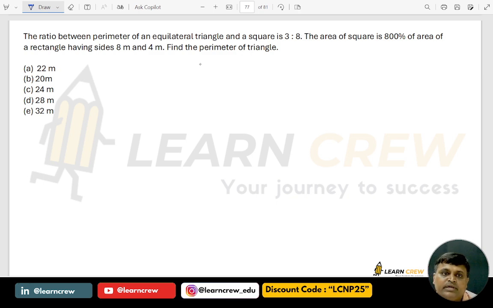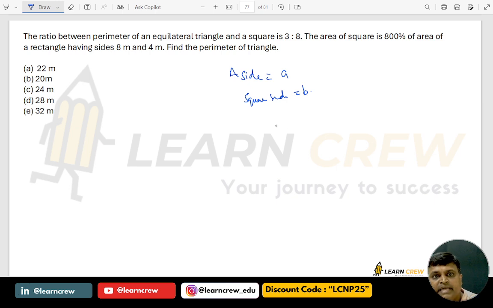So here, for the equilateral triangle, the side of the triangle is A and the side of the square is B. Then what will you get here? Here it is given that the area of the square is 800%, meaning 8 times the area of the rectangle.